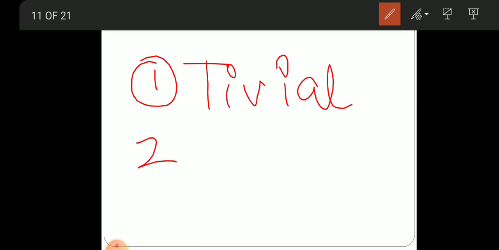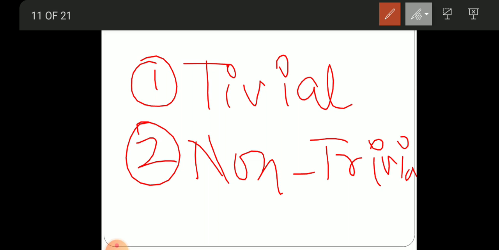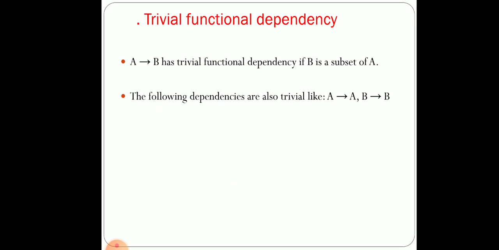First is trivial and second type is non-trivial. So these two types of functional dependencies are available. So let's check about trivial functional dependency first. So the trivial functional dependency.